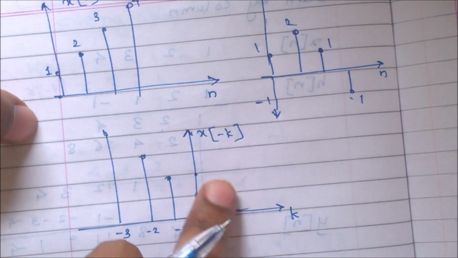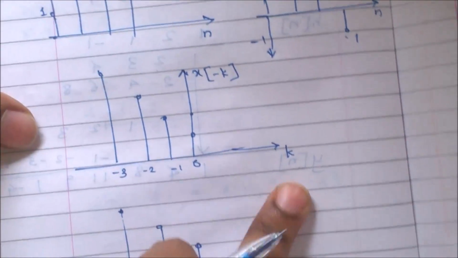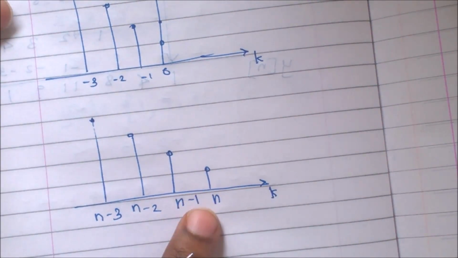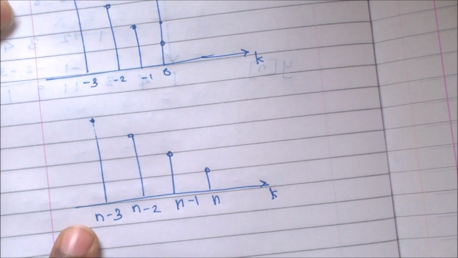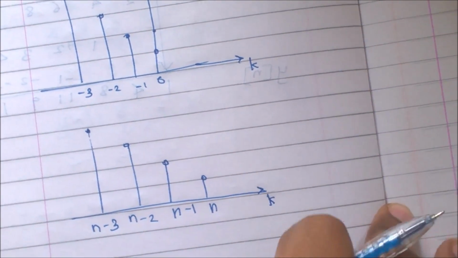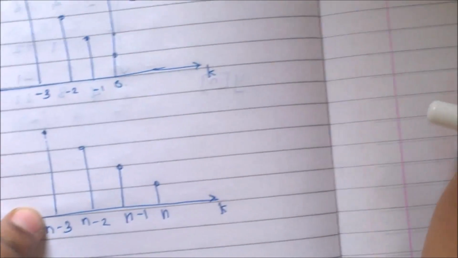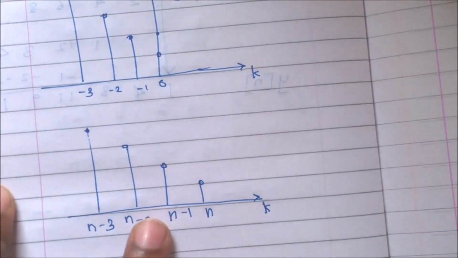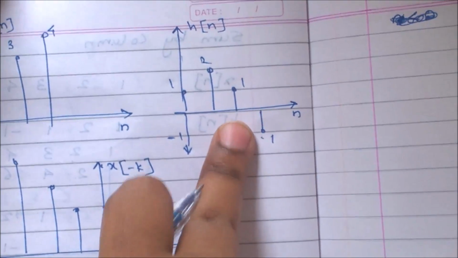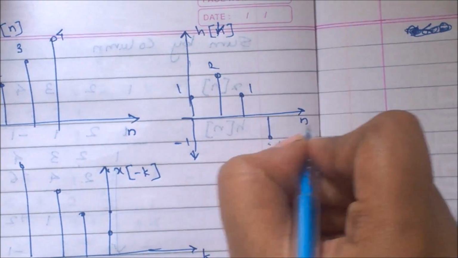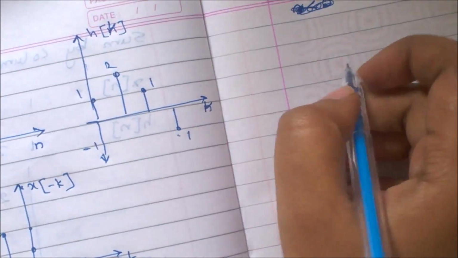The first step we'll be performing is changing n axis to k axis, then reversing it, that is x of minus k. Then we'll be shifting it by n, that is 0 plus n, minus 1 plus n, n minus 1, n minus 2, n minus 3. Now we'll be performing the sliding method. So first, this is x of n minus k, and this is h of n, which we'll change to k, that is this. So we will be using both the signals.